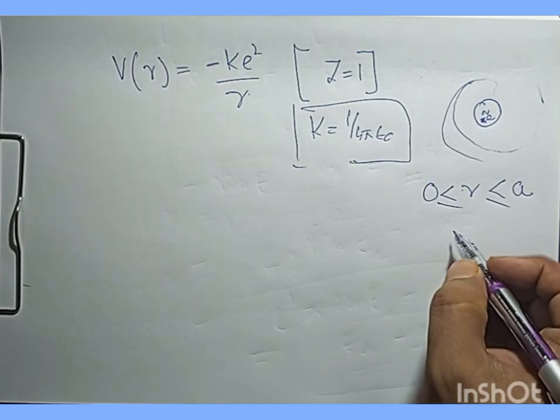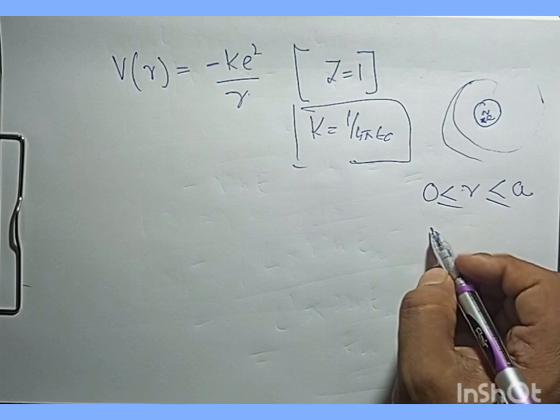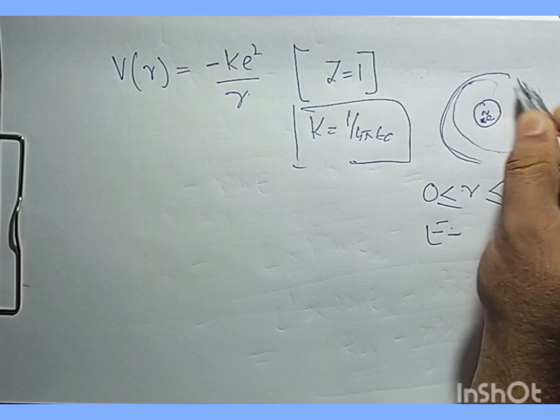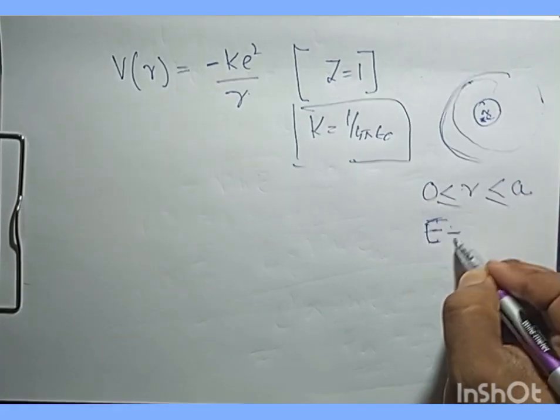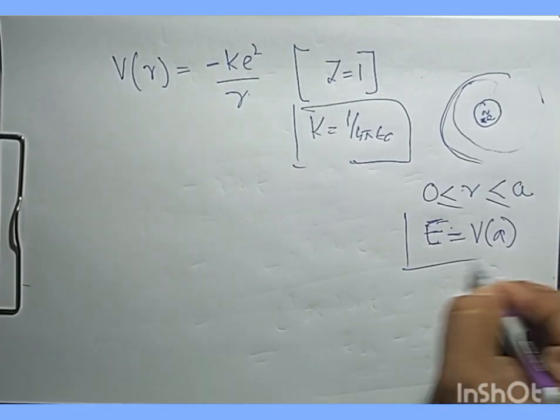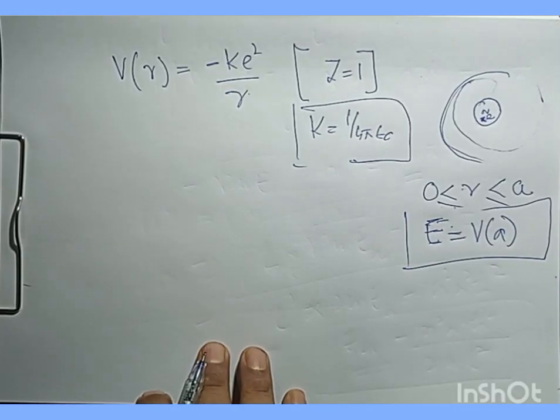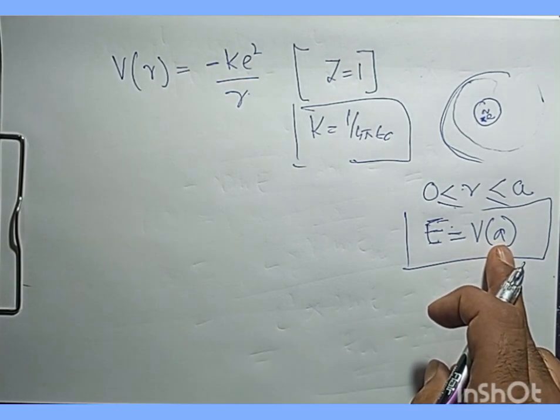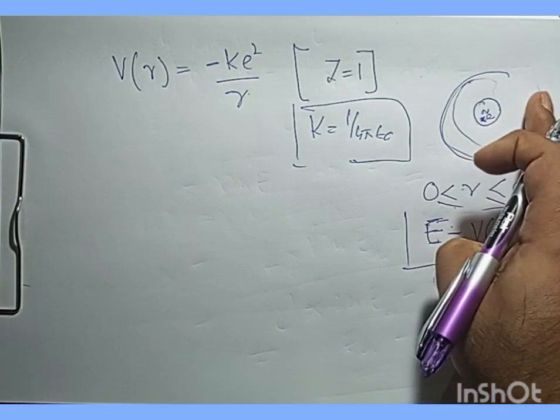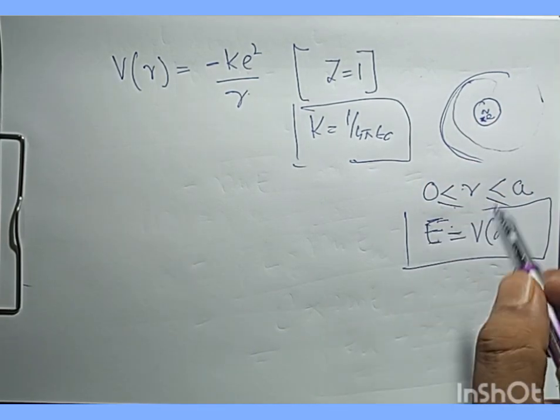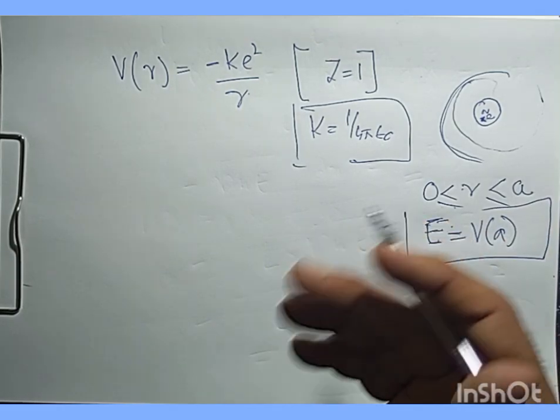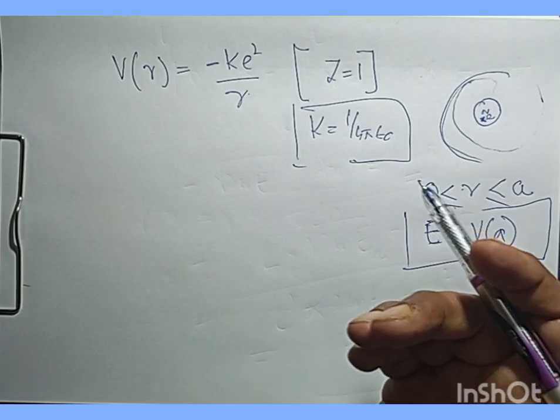And E, if we think of E at the edge, at the boundary, this E is nothing but V of A. All right, and this A we can think of as the maximum separation from the nucleus to the region where the electron is actually orbiting. The electron is feeling the potential of this nucleus.